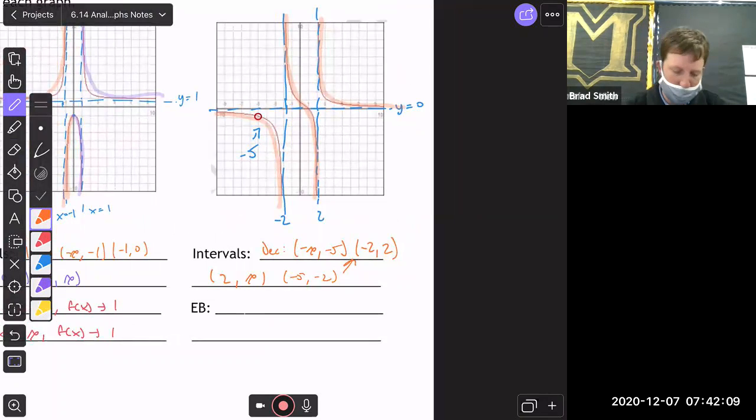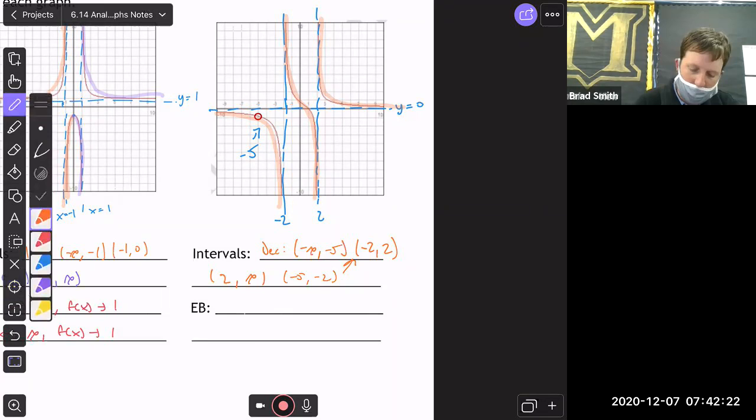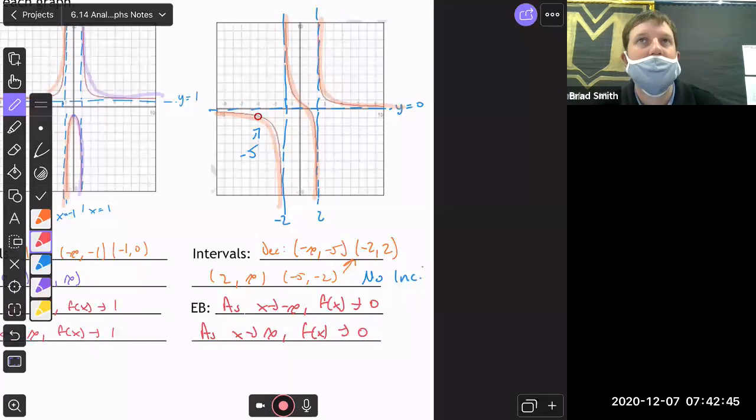So I really have 4 different pieces. I have my first part going from the forever over here to my hole, to the asymptote, asymptote to asymptote, and then asymptote to end behavior. No increasing at all here. If it helps you to put that down, you're okay. You can put increase, none, or no increasing. And then my end behavior is the same thing. So as x approaches -infinity, my function is going to approach the horizontal asymptote, which is 0. And then as x approaches +infinity, my function is going to approach my horizontal asymptote, which is 0 as well.